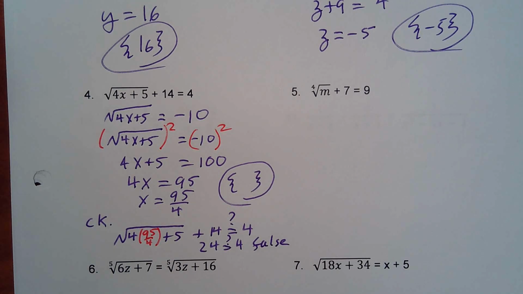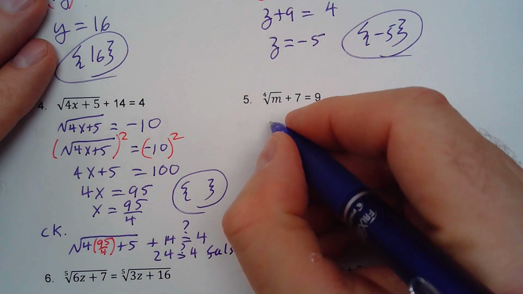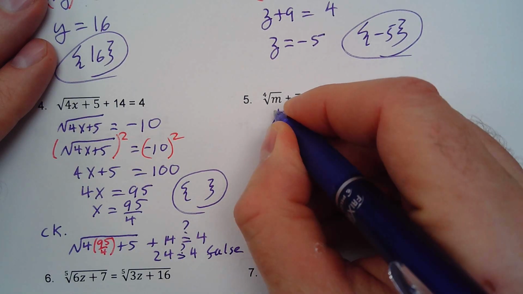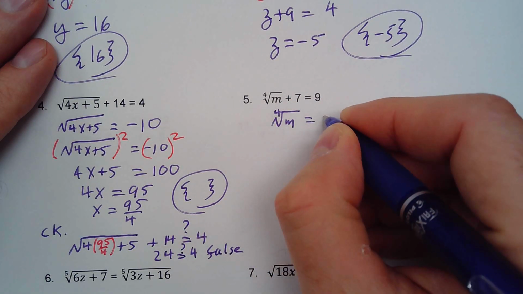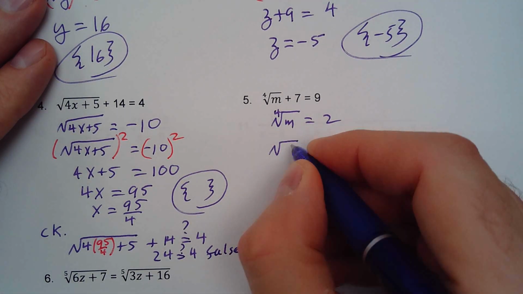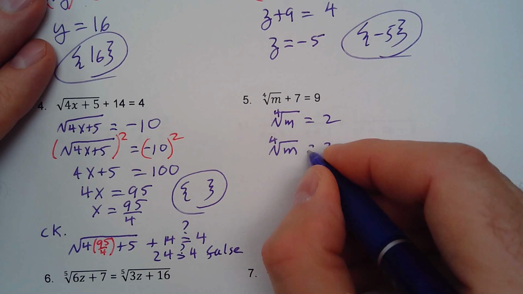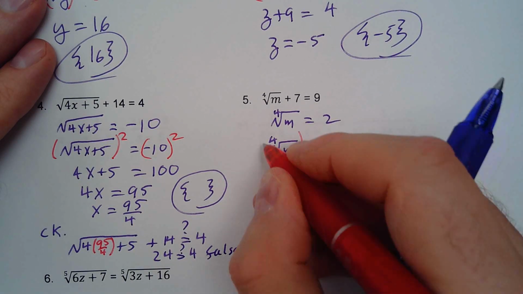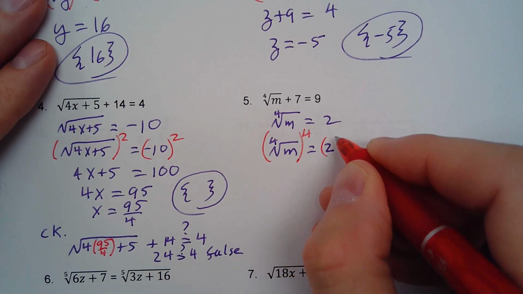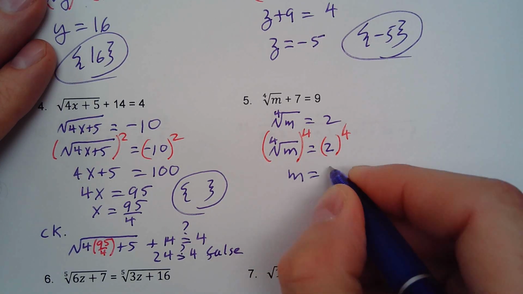All right, let's try this next one. Here I'm going to subtract 7 from both sides, so that gives me the 4th root of m equals 2. And now I want to raise both sides to the 4th power. So that'd be m equals 16.